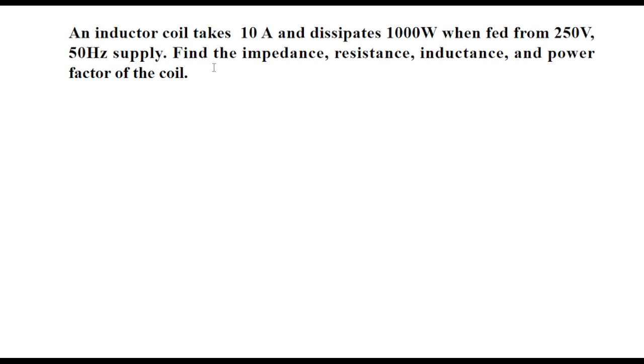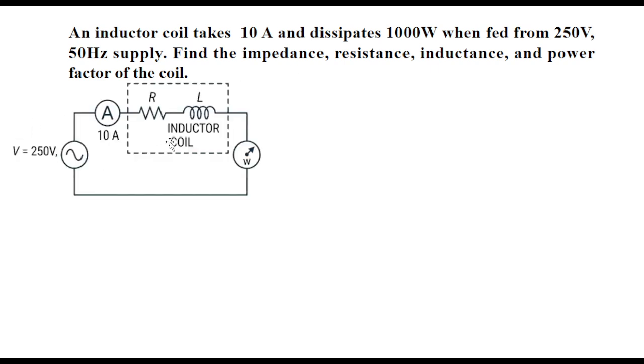That question was asked in the final paper of an IP University examination. So let us find out how to solve this one. Let me first draw the circuit for you. Here the coil is connected to 250 volt, and an ammeter and a wattmeter are connected. The reading of the ammeter is 10 ampere and the reading of the wattmeter is 1000 watt.